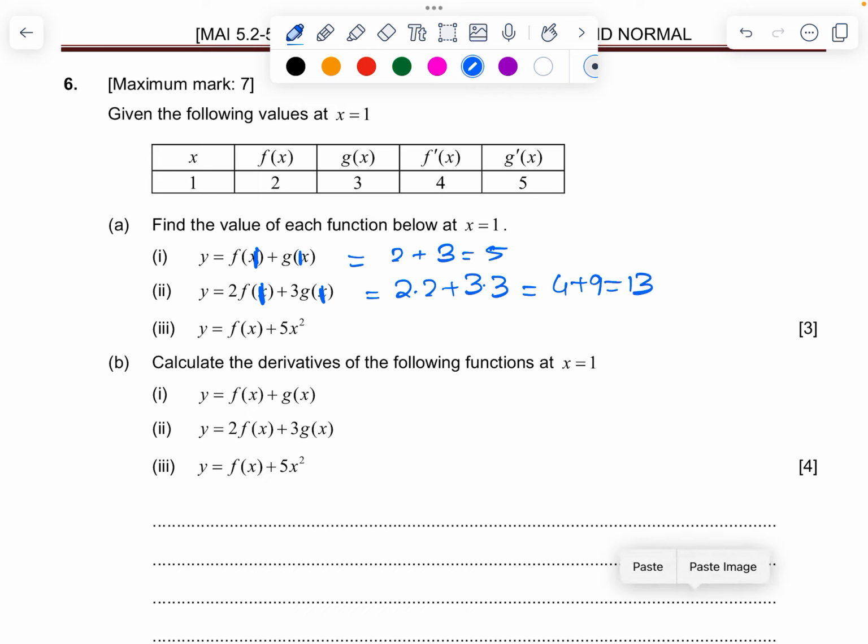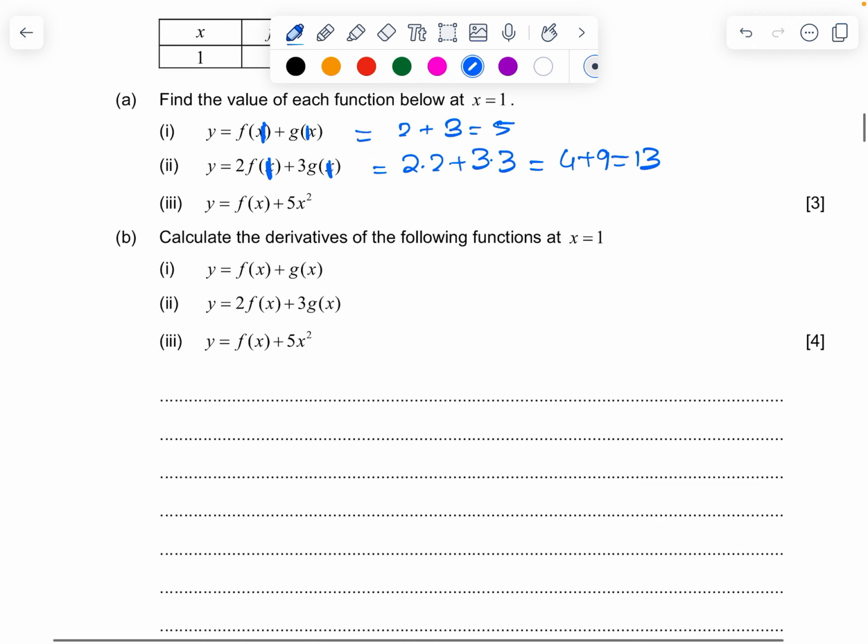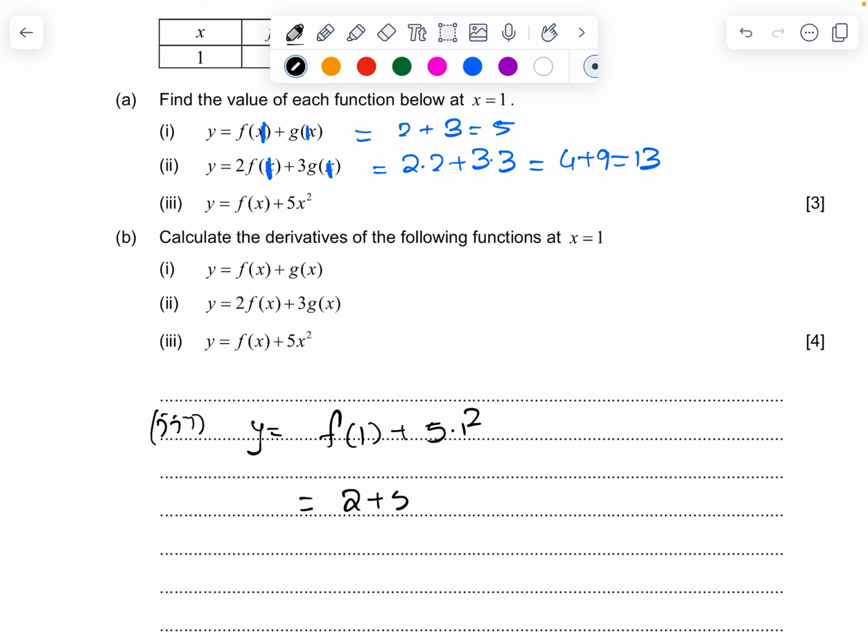Then for part 3, it is y equals f of 1 plus 5 times 1 squared. F of 1 is going to be 2 plus 5, which is going to be 7.